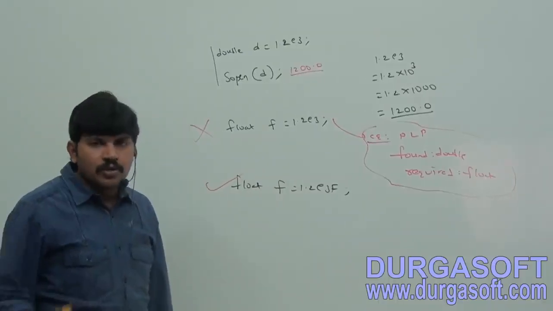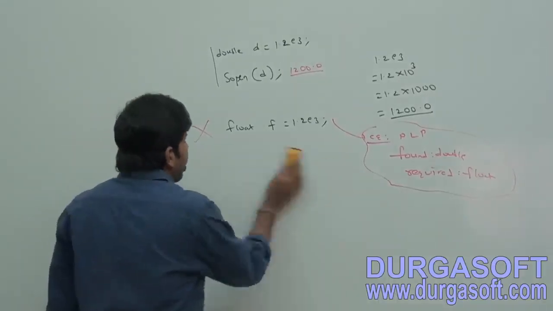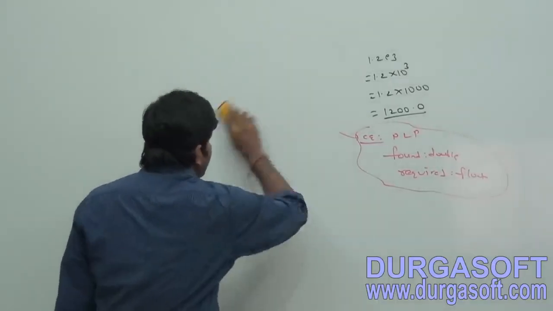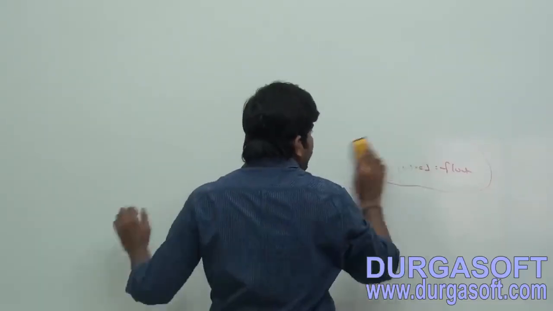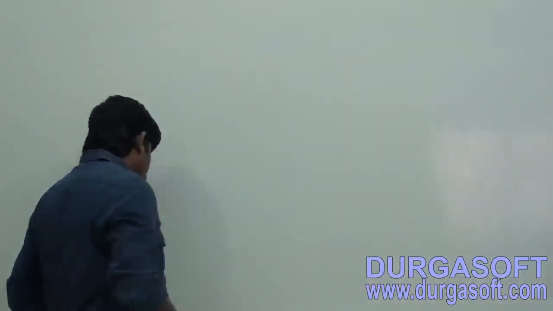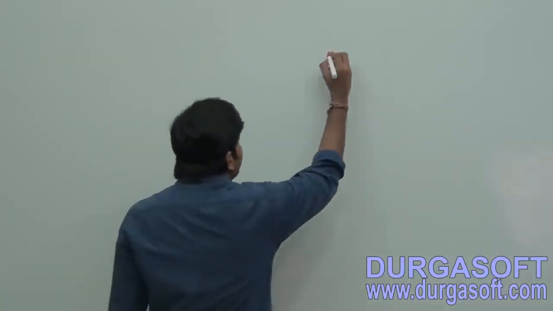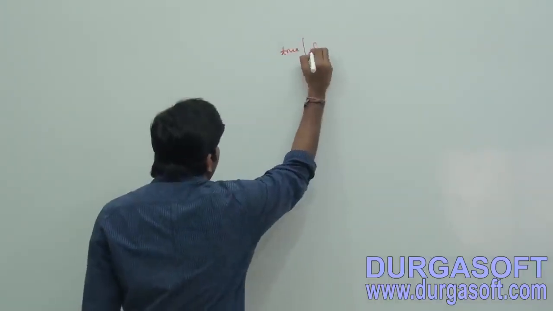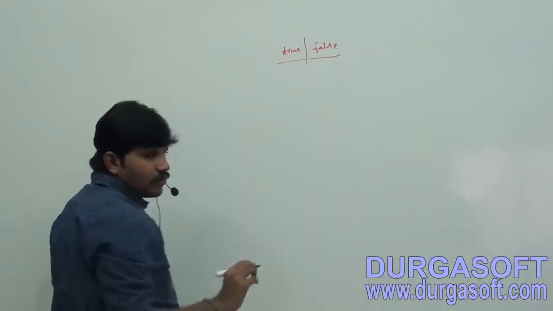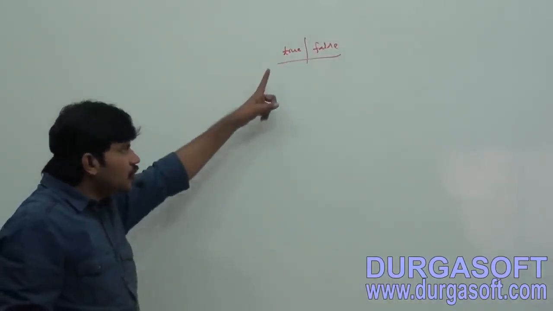Next one, Boolean literals. So for the Boolean data type, can you tell what are the allowed values? This part we covered already in the Boolean data type, so exactly the same things we are going to discuss. Sir, the only allowed values for Boolean data type are true or false. Correct or not?